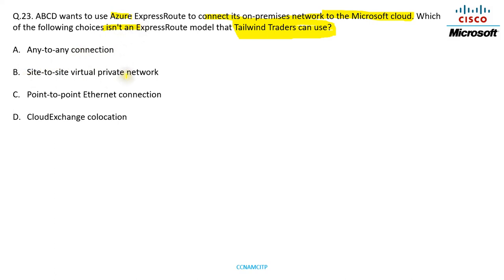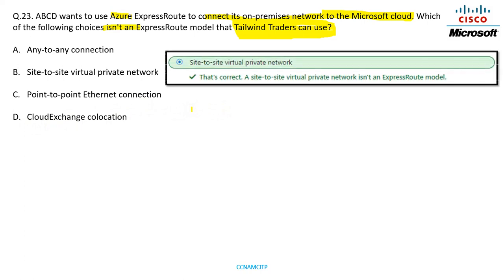Site to site virtual private network, point to point Ethernet connection, and cloud exchange colocation. So the answer should be site to site virtual private network. It is not an ExpressRoute model, basically.